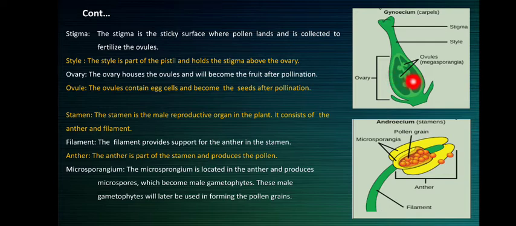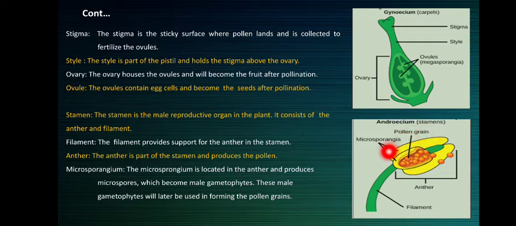The ovary houses the ovules and will become the fruit after pollination. The ovule contains egg cells and becomes the seeds after pollination. The stamen is a male reproductive organ in the plant. It consists of the anther and the filament. The filament provides support for the anther in the stamen, and the anther is a part of the stamen and it will produce the pollen grain.